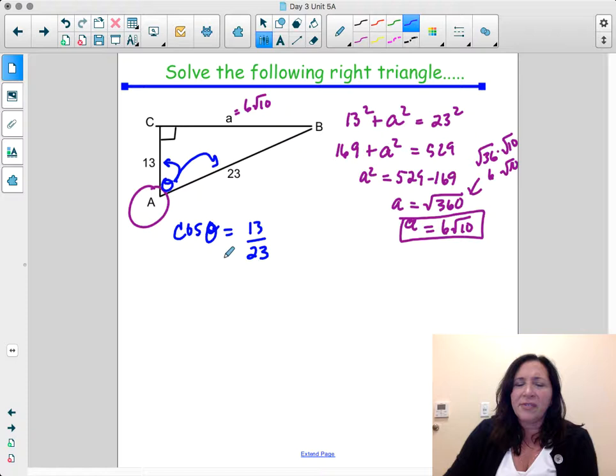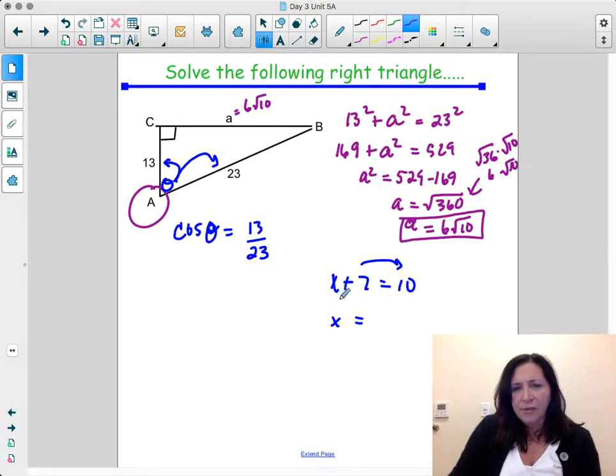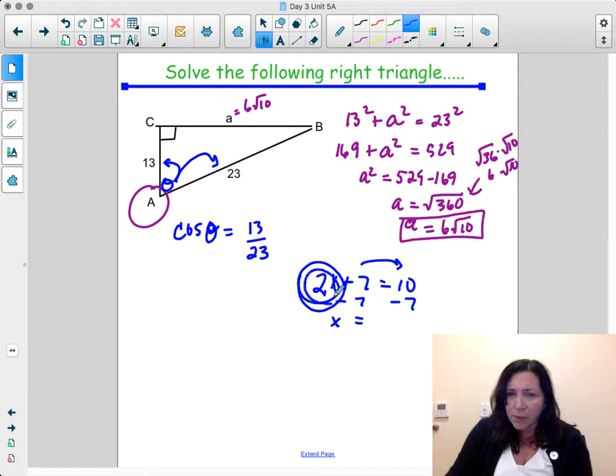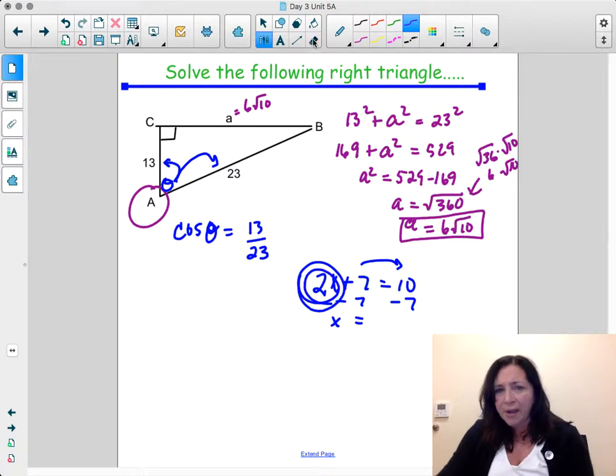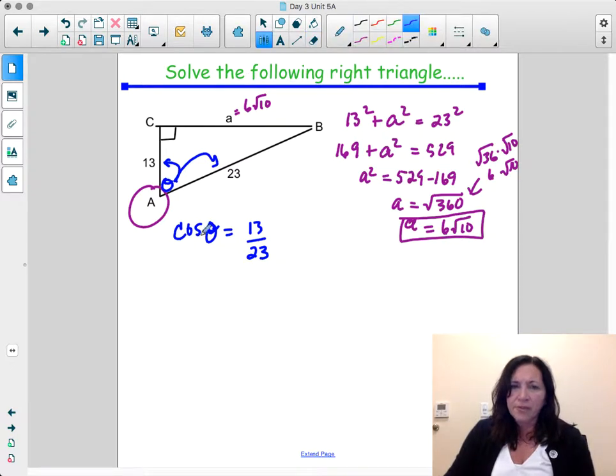Now your job is to isolate theta. So here's the thing with this. Let's say I have x plus 7 equals 10, right? You're going to get the 7 over to the other side to isolate the x. In order to get the 7 to the other side, you're going to do its inverse. So what's the inverse of plus 7? Negative 7. So if I had a 2 in front of my x, how do I get rid of the 2? You would divide. That's your inverse. So what you're doing is finding the inverse to get theta by itself.